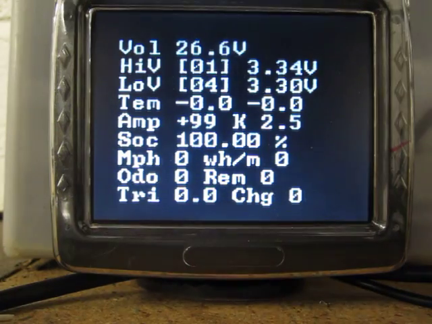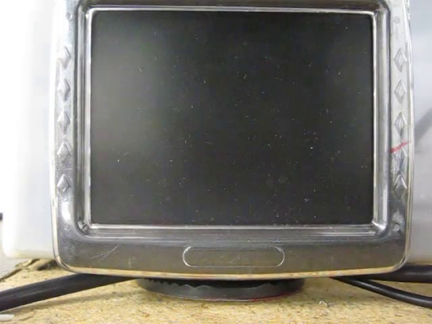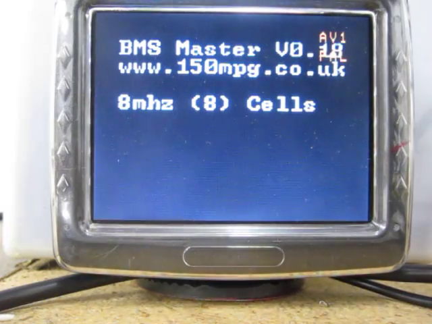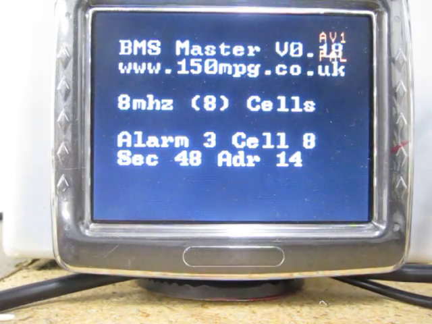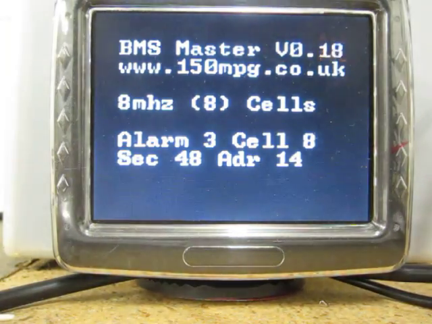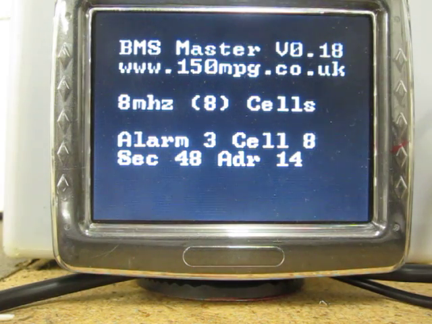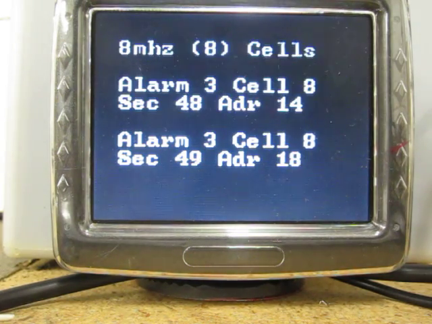So now I'm going to power off the BMS, and what happens is when you power it back on again, you get the normal splash screen followed by the alarm log, and the first alarm we have there says that an alarm 3, which is cell communication error on cell 8, occurred after 48 seconds of the BMS being in operation, and the address is just the EEPROM storage address. So you can scroll down through the errors.